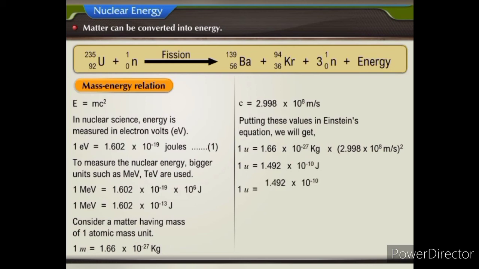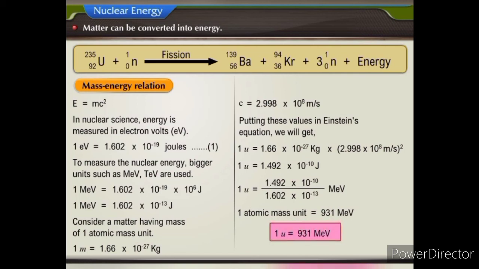To convert this energy into million electron volts, divide the right-hand side by 1.602 × 10^-13 joules. This will give us the value of the atomic mass unit: 1 atomic mass unit is equal to 931 mega electron volts, or 1 u = 931 MeV. Thus, 1 atomic mass unit, that is u, is equal to 931 mega electron volts of energy.